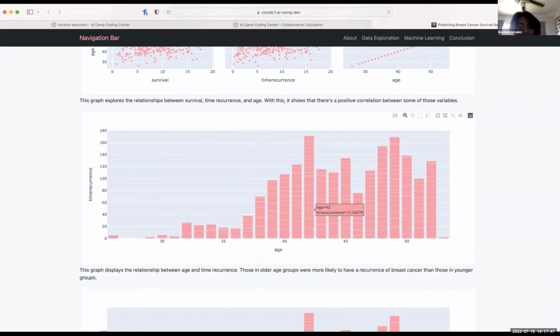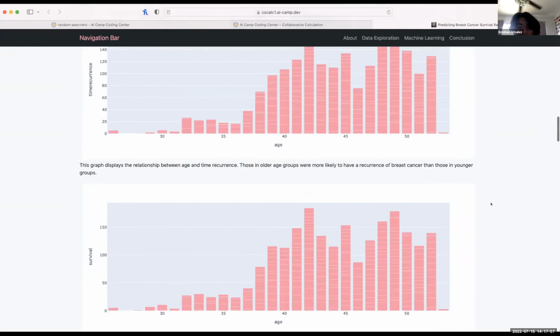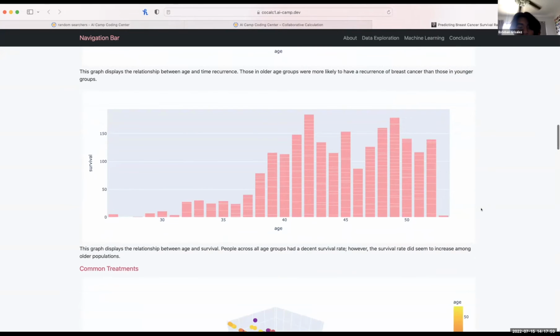This graph here displays the relationship between age and time recurrence. Those in older age groups were more likely to have a recurrence of breast cancer than those in younger groups. And our last graph displays the relationship between age and survival. People across all age groups had different survival rates. However, the survival rate did seem to increase among older populations.